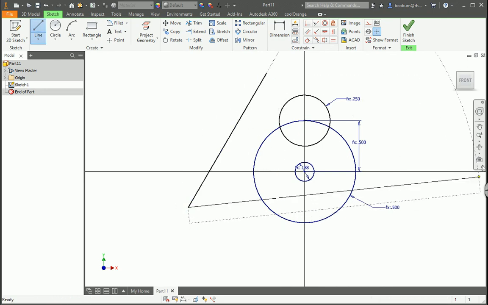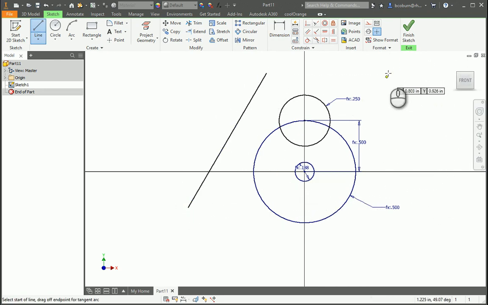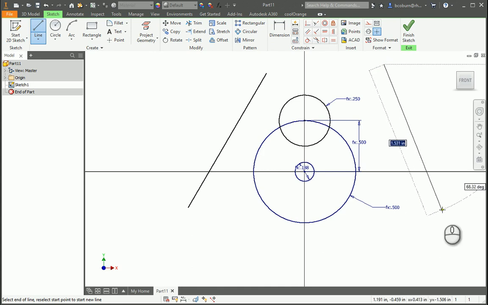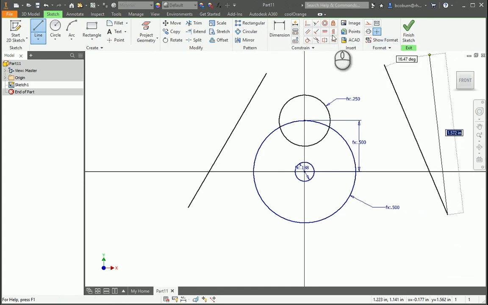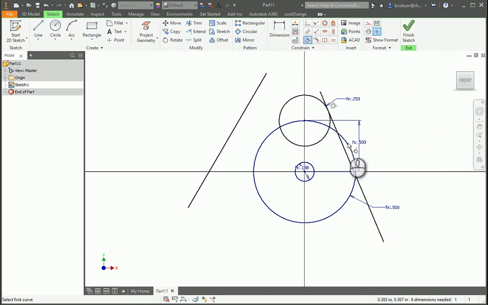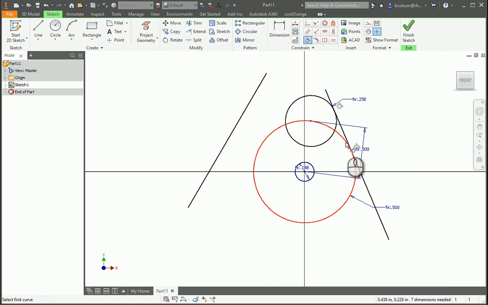Next thing we do is draw some lines. I'm going to draw some really long lines out here. And I'm going to hit L to start another line. They don't need to be attached. I'm going to make them extra long. And then I'm going to constrain them using tangent. So I want this tangent to that, and that tangent to that.